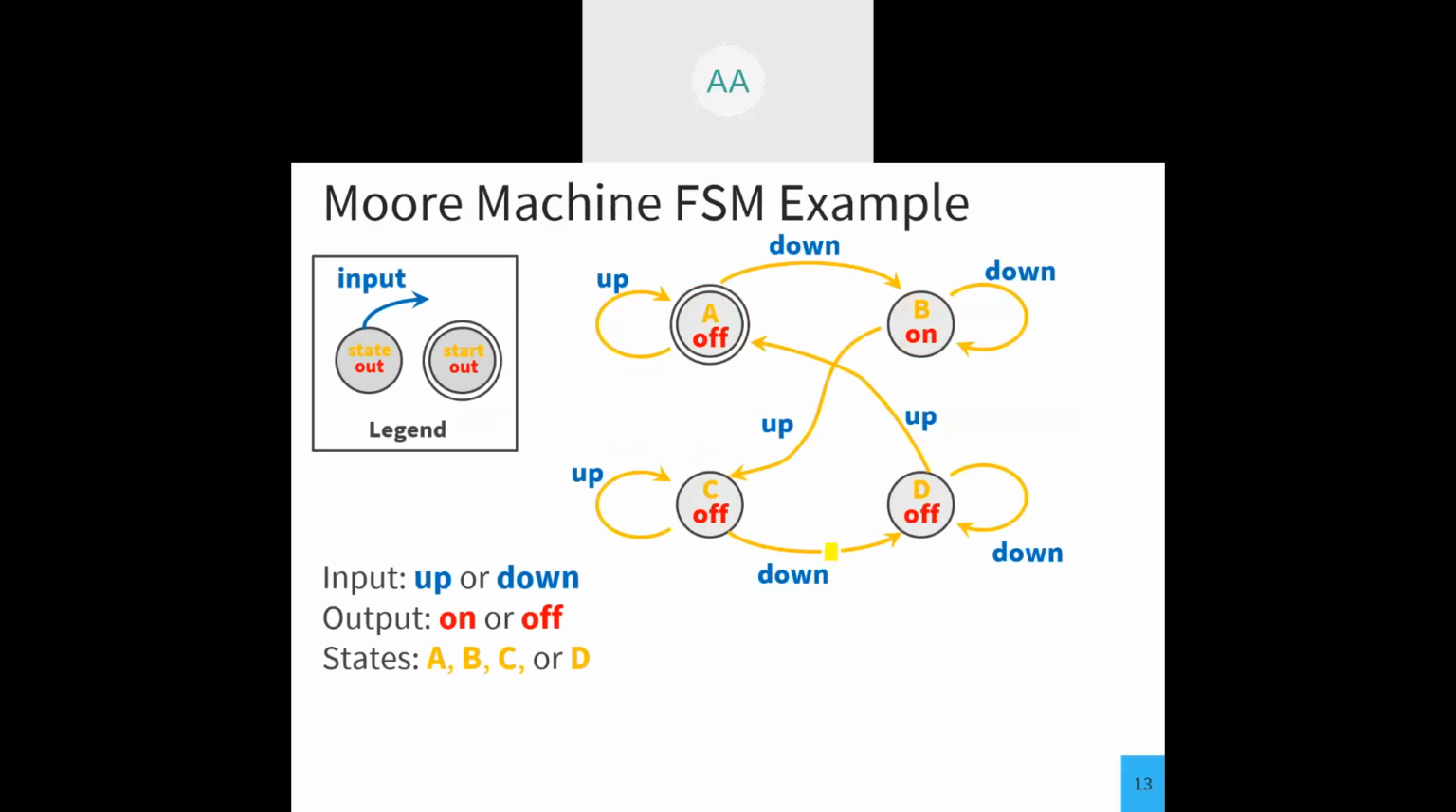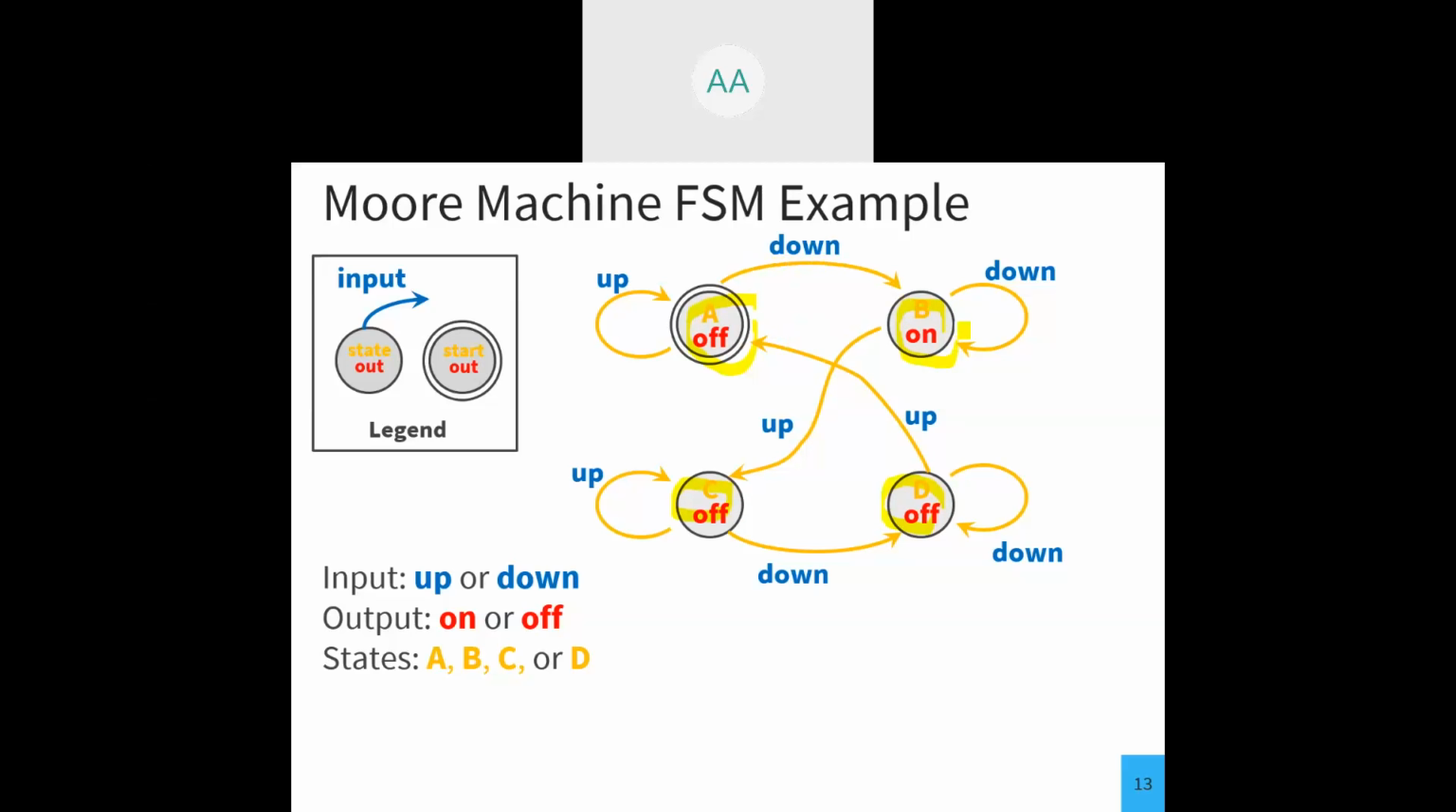So this is the state diagram for a Moore machine. We can see that the output doesn't depend on the input condition. The output can be on or off: A off, B on, D off, C off. The output depends only on the current state. If the state is A, it's off. If the state is B, it's on. If the state is C, it's off. If in the state D, it's off again, and so on.